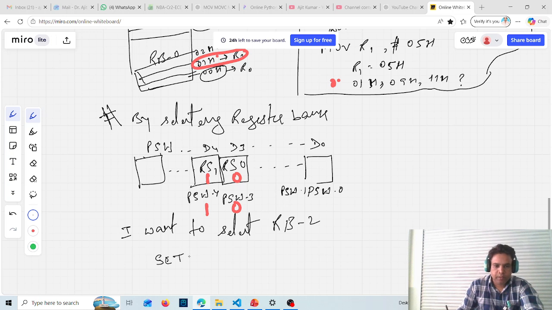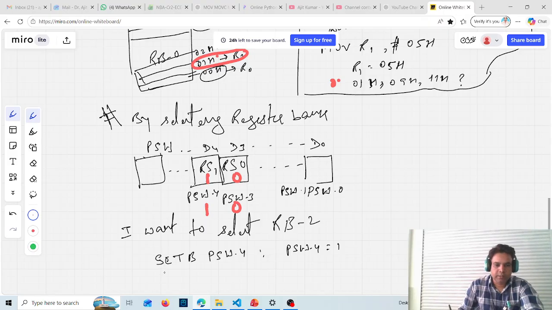What are we setting? One bit. So I'll write here SETB, B means bit, set bit. Which bit am I going to set? PSW.4. By using this instruction, PSW.4 will become 1. Similarly, I want that RS0, or D3 bit, or PSW.3 should be 0.